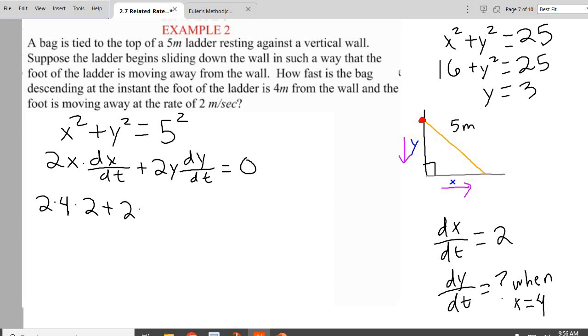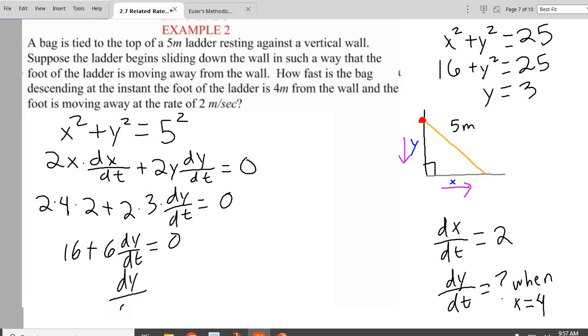And again, because I have taken my derivative now, I can plug stuff back in to find exact values. We don't want to start doing that until I've taken my derivative, though. But I have 2 times 4 times 2 equals 2 times 3 times dy/dt. So what do we get? Which is also negative 8 over 3, so 8 thirds. Okay. What per what?